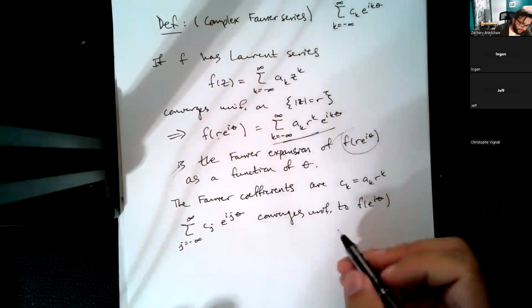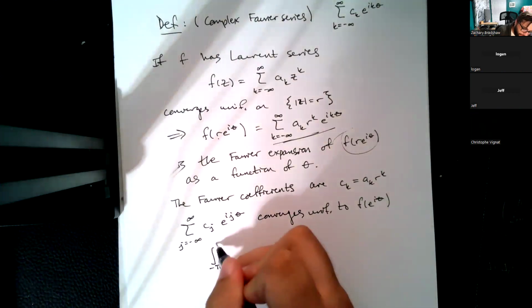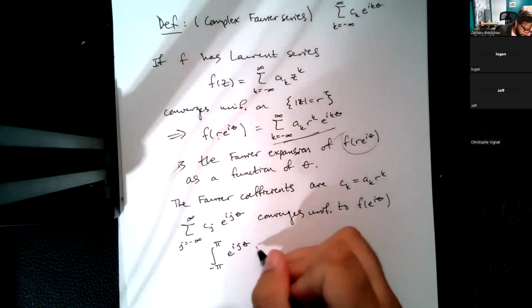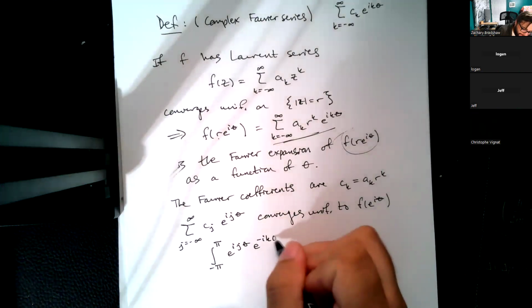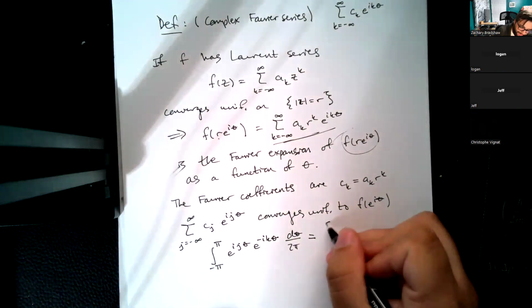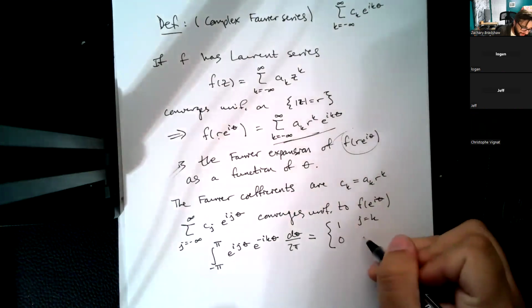We can recover the coefficients by noting that the integral from minus pi to pi of e to the i j theta, e to the minus i k theta, d theta over 2 pi is a pretty easy integral to do. This is going to be 1 when j is equal to k and 0 otherwise.